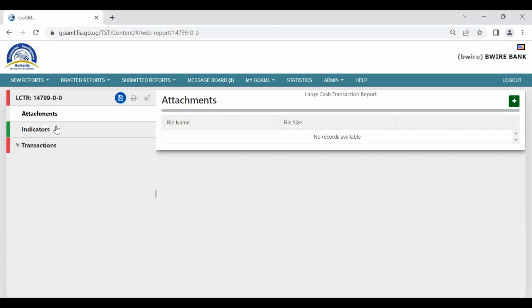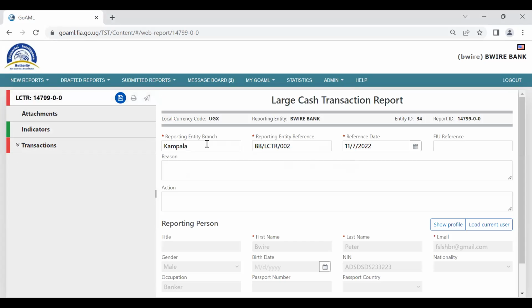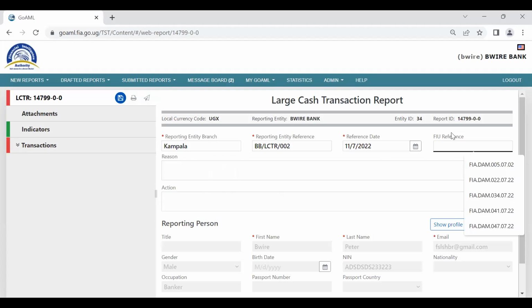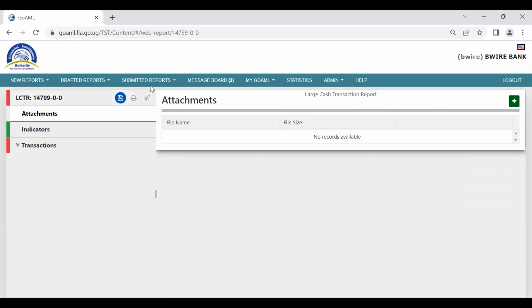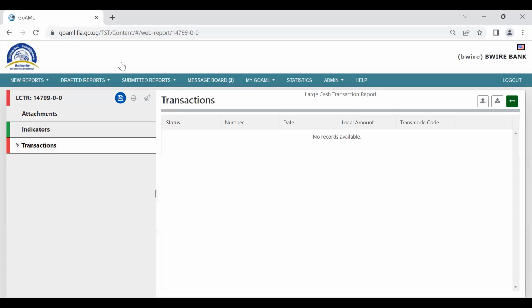So no attachments, no indicators, straight to the transaction. Someone is requesting for a recap. For large cash, only capture the reporting entity branch, reporting entity reference. No reason, no action. These are for suspicious transaction reports, or suspicious activity reports. FIU reference is for additional information file. No need for attachments, no need for indicators, straight to the transaction.